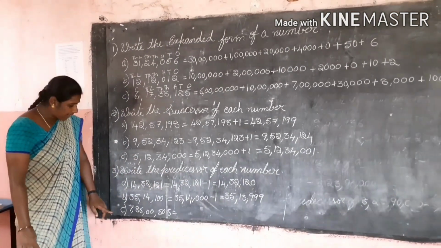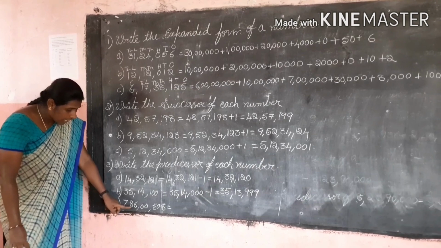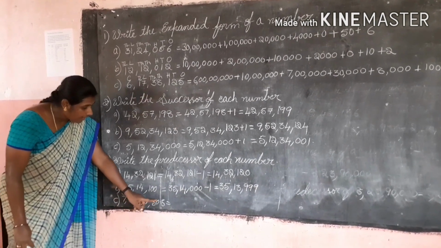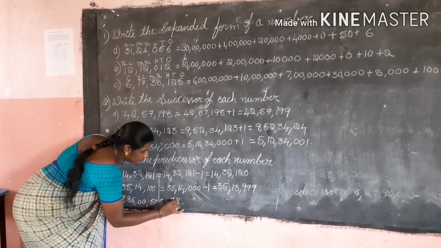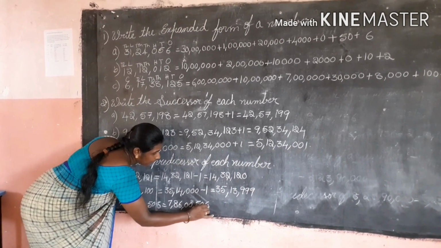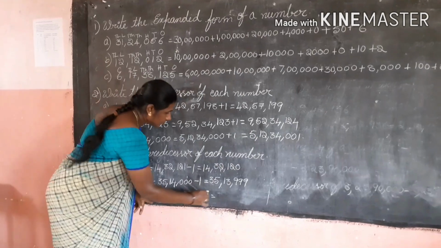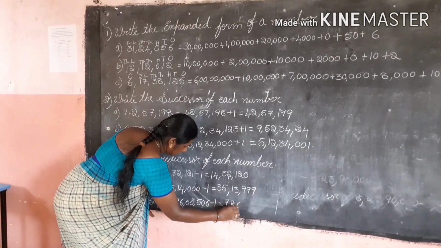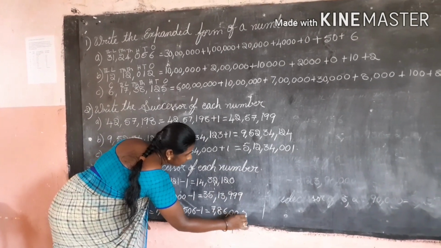35,13,999. Next, 7 crore 86 lakh 506. 7 crore 86 lakh 506 minus 1. Same, 7 crore 86 lakh 505.